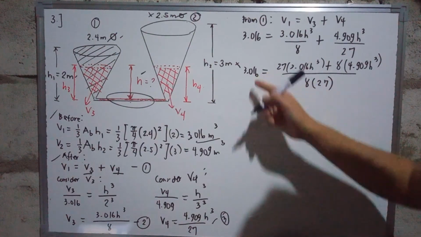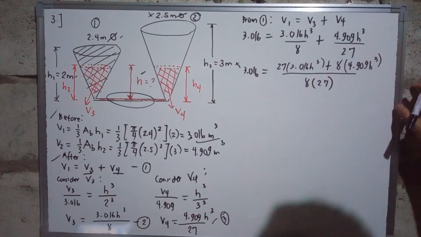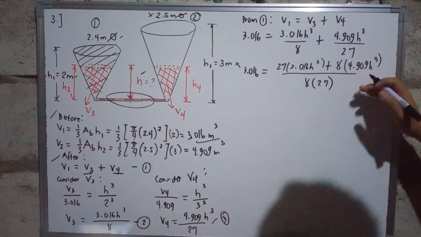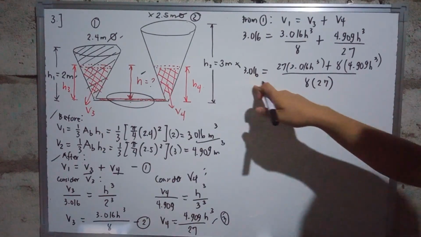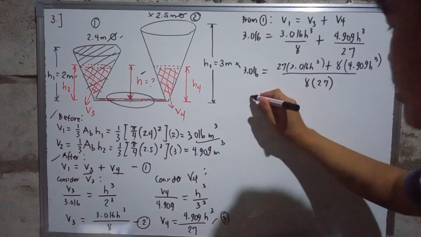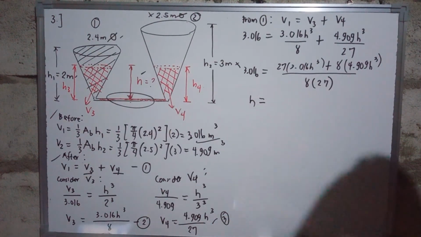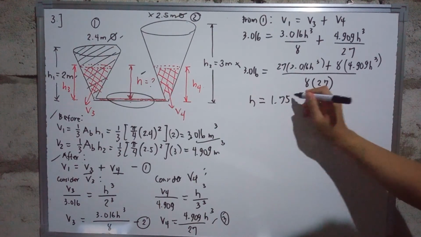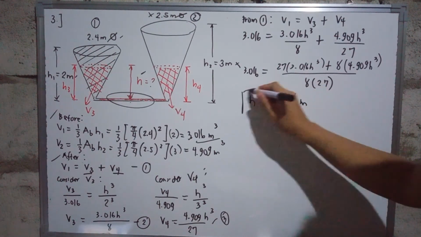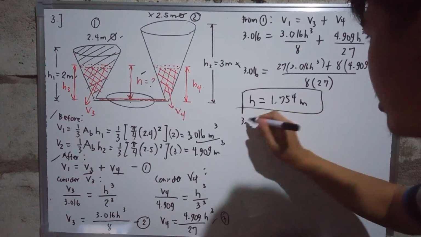So, mangyayari by simplification, eto ay cross-multiply doon. Tapos, pag-add yung mga values natin. And then, yung nakuha nating value, i-divide natin dun sa product nung 3.016 times 8 times 27. So, the value of our h will be 1.754 meter. So, pwede natin yung i-shift solve. Pero kung long procedure, so gawin na natin.